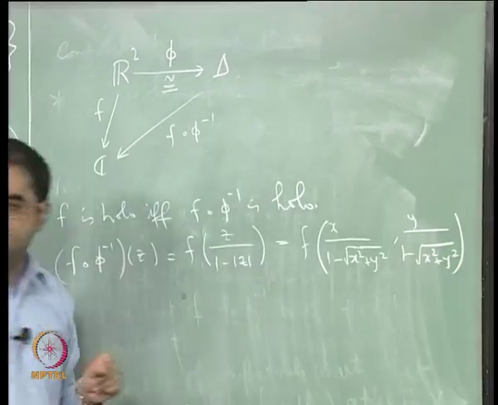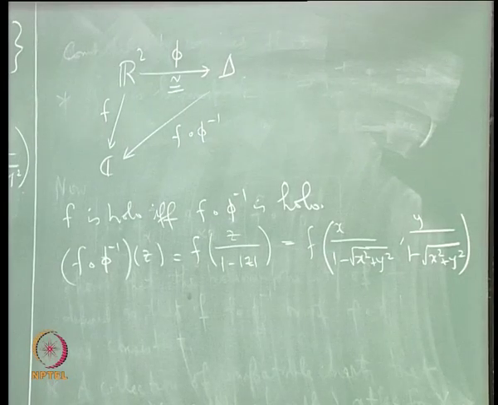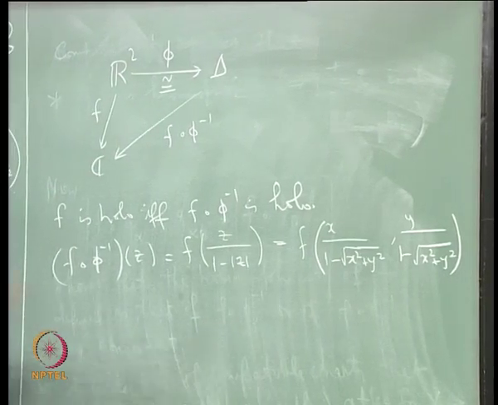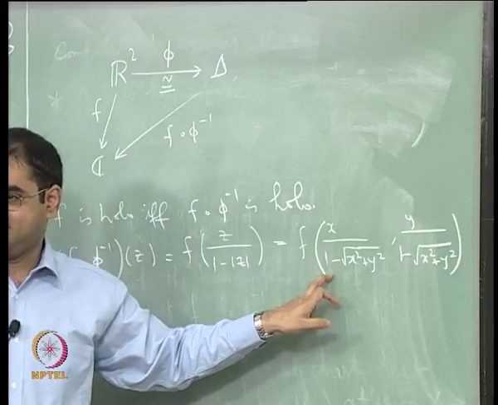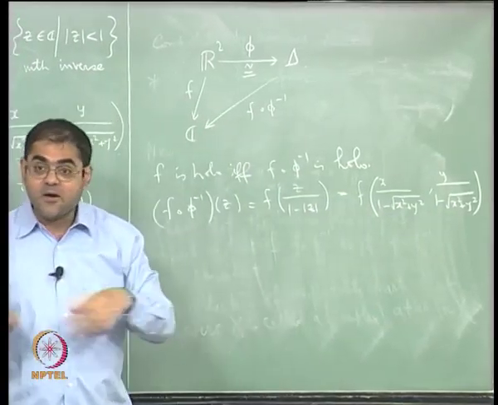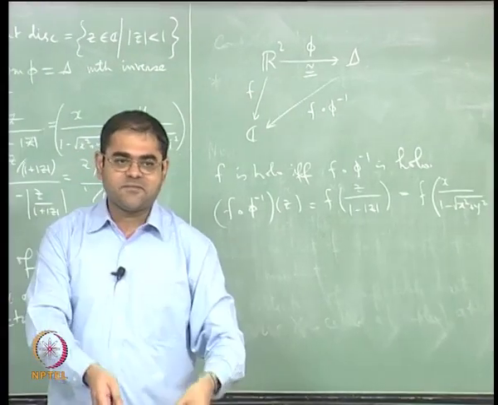So I should write f like this. So you see what has happened, the function now is not the function x comma y going to f of x comma y. Because of this chart it has become the function x comma y going to f of x by 1 minus root of x squared plus y squared, y by 1 minus root of x squared plus y squared. It is no longer the same function x comma y going to f of x comma y.